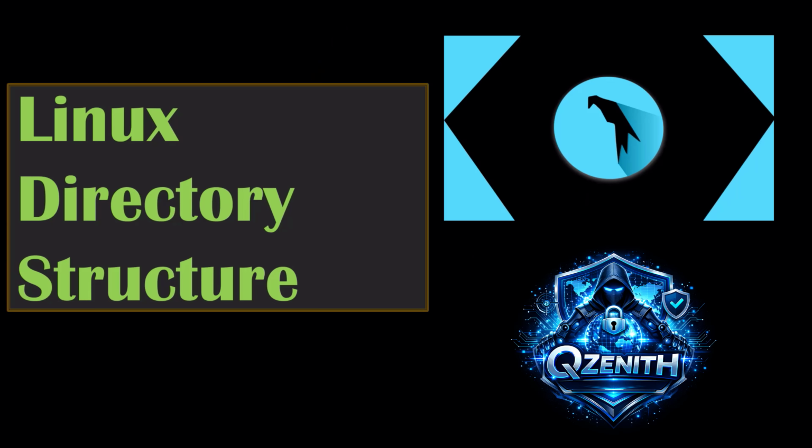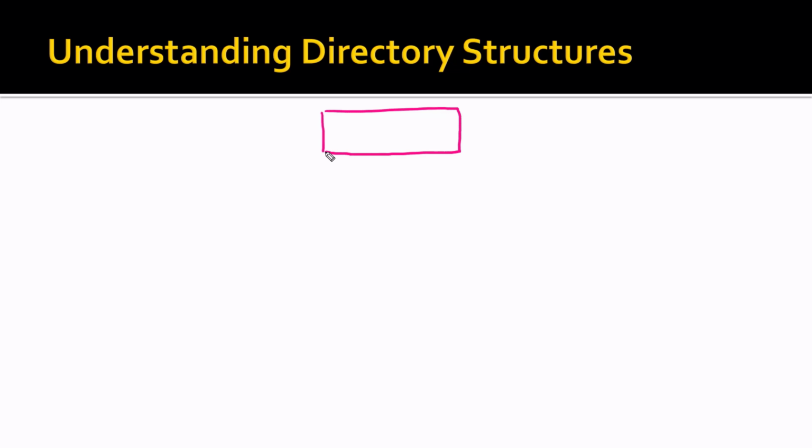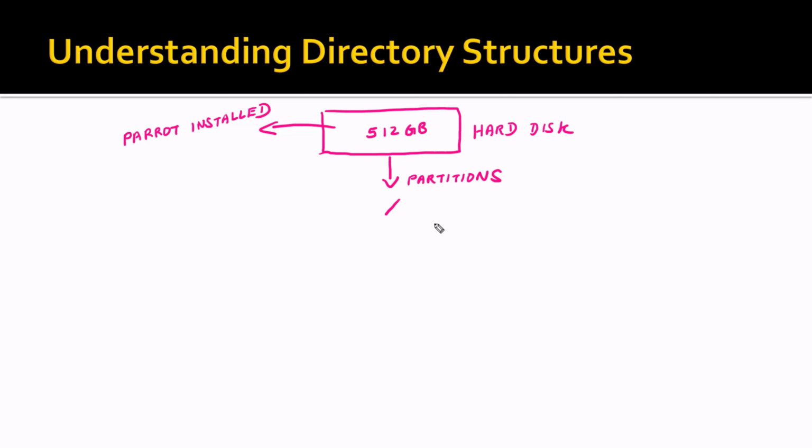Hello there, welcome to the Parrot Essentials course, and in this video we're going to learn about the Linux directory structures and hierarchy. So let's get started. Now, the Linux directory hierarchy is the system of organizing files and directories within a Linux operating system, structured in a tree-like format starting from the root directory.